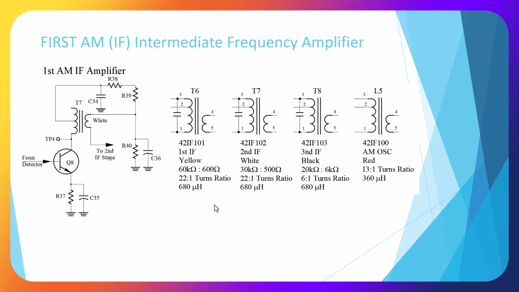Here's the first AM intermediate frequency amplifier from our Elenco radio. We have a transistor, and we have the transformers we talked about that are adjustable. In our radio there are three types, not including our oscillator, and they come in different colors on the plug on the top, and these are adjustable.